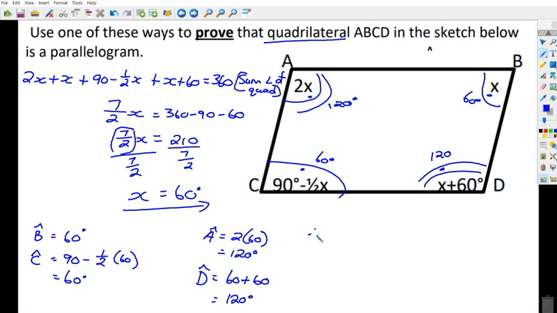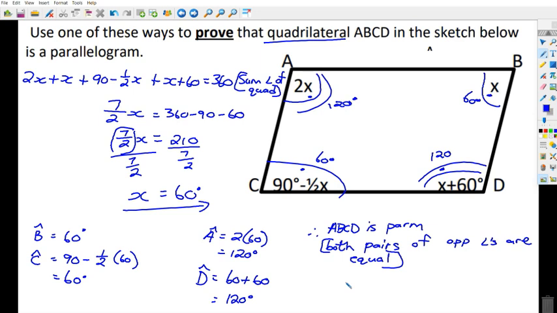Okay, therefore, what can I say? I can say ABCD is a parallelogram. And why can I say that? What did I just prove? I proved that both pairs of opposite angles are equal. Okay, look at that. Isn't that just beautiful? Isn't that beautiful, guys? My goodness.